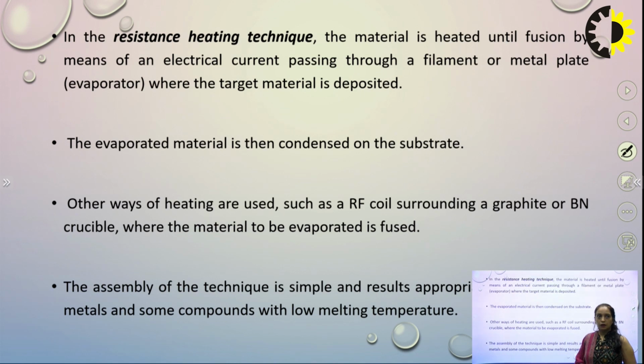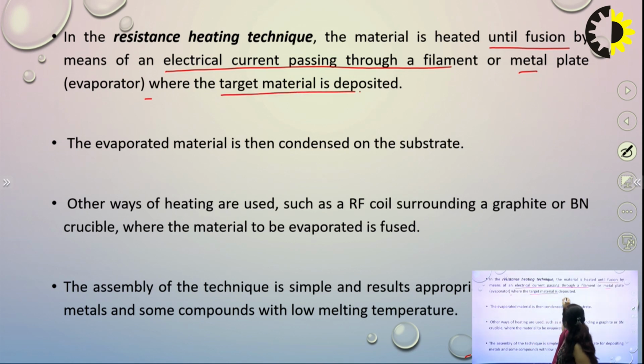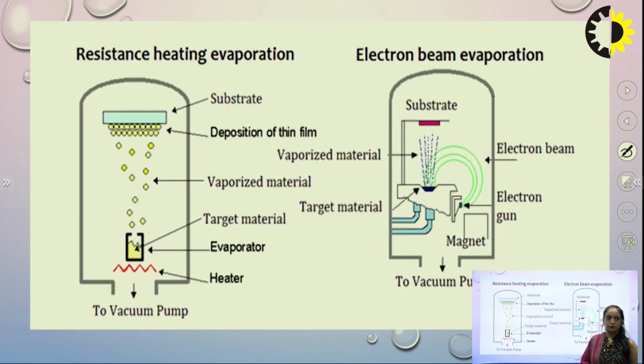Another method is the resistive heating technique. The material is heated until fusion by means of electrical current passing through a filament or metal plate, and the target material is evaporated and deposited. The evaporated material is then condensed on the surface of the substrate. Another method of heating can also be used. We can have an RF coil surrounding a graphite or BN crucible where the material to be evaporated is fused.